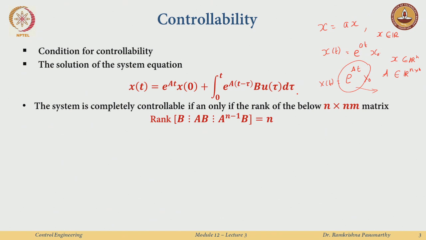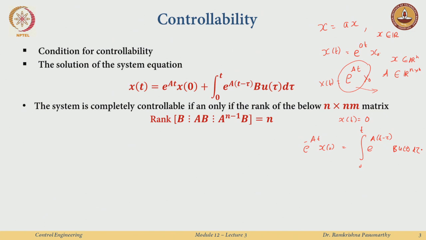So, what is unknown in this? Let me simply assume that x of 0 is some number, and x of t, I want to go to the origin from any initial condition. So on the left hand side, I will have 0, and on the right, x naught e power minus a t plus the integral of e power a t minus tau b u tau d tau.